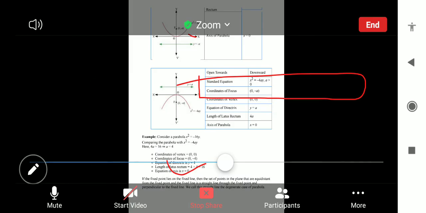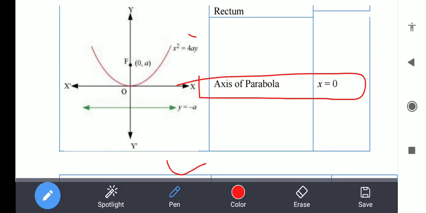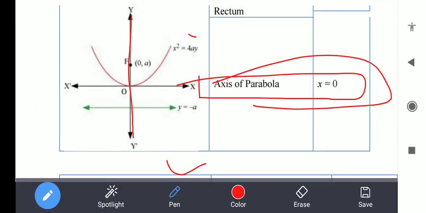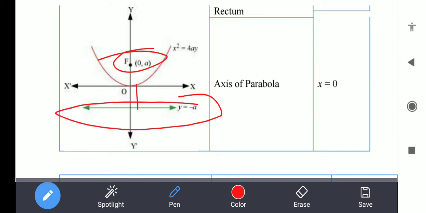Through the diagram all things are clear. Now the axis of the parabola is the y-axis, so the equation of the axis is x equals 0. Focus (0, a), directrix y equals minus a, which is parallel to the x-axis. Length of the latus rectum is 4a. The equation of the parabola is x square equals 4ay.